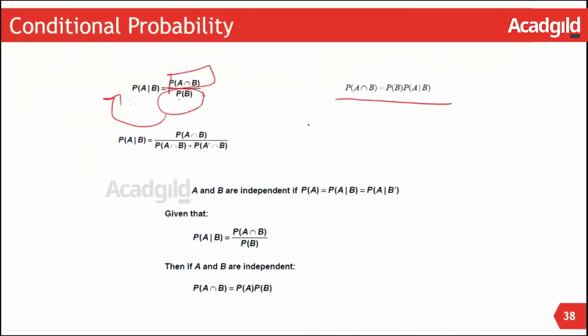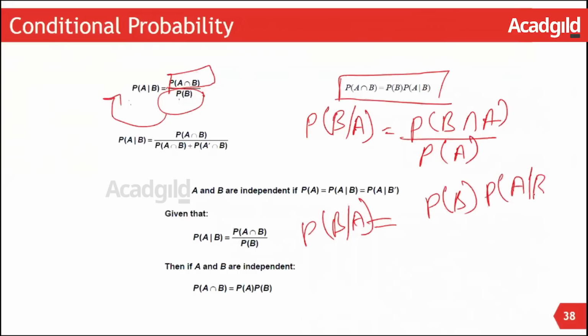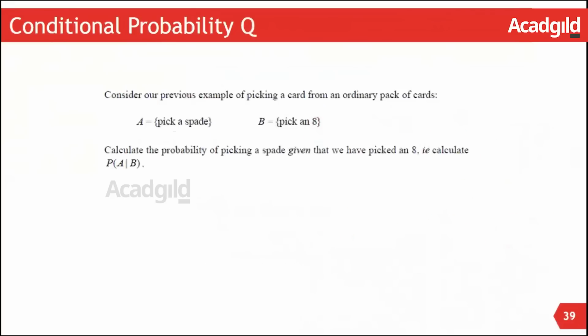Now suppose instead I want to write what is probability of B given A. Probability of B given A by the same formula is probability of B intersection A divided by probability of A. But we know that probability of B intersection A is the same as probability of A intersection B, which is this. So I substitute that over here, and that gives me probability of B given A is probability of B times probability of A given B divided by probability of A. So this is what we are moving towards, the base formula.